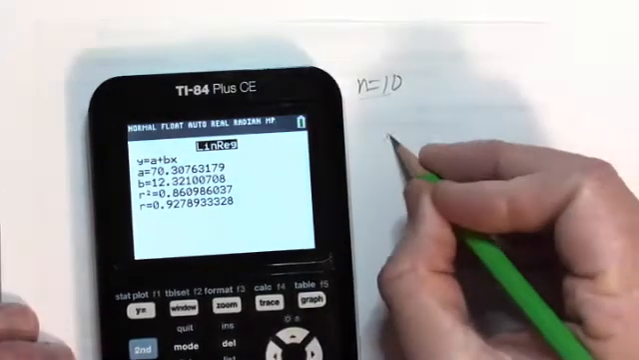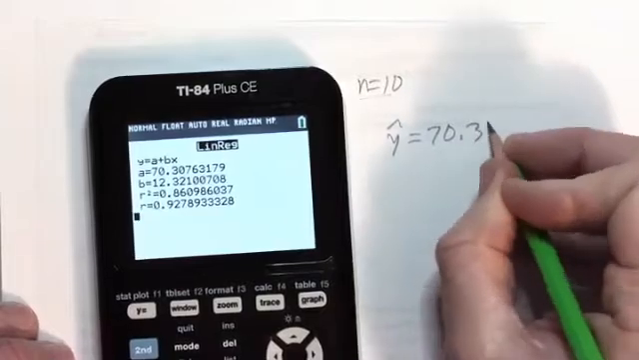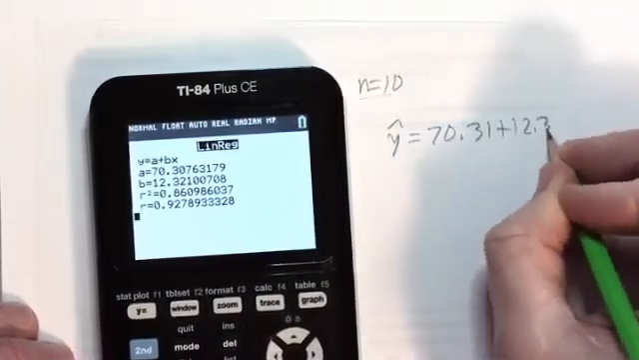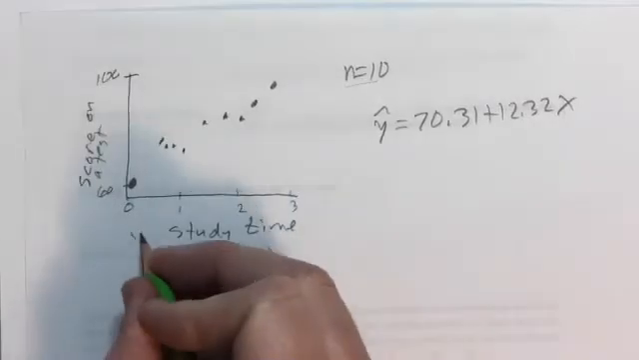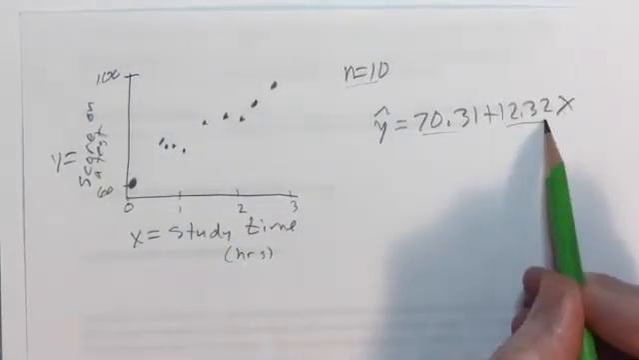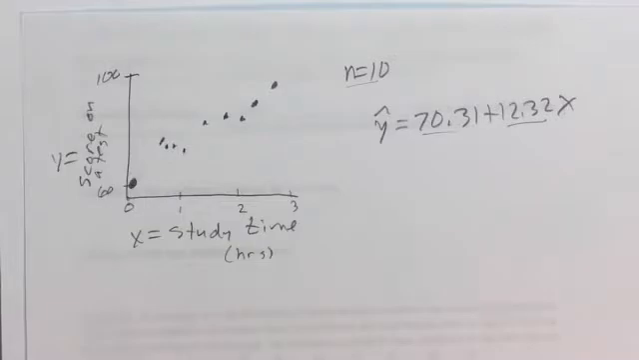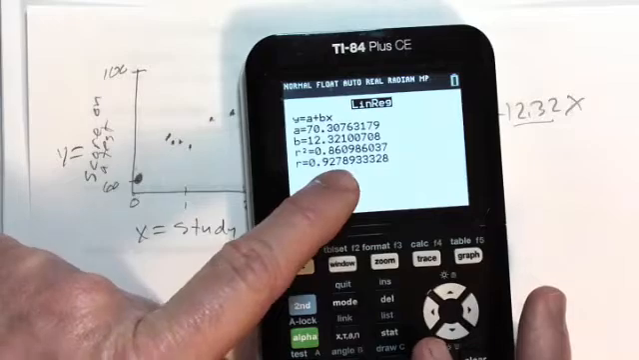So we would say y hat is equal to 70.31, let's say, plus 12.32x. Okay. And where we would define x as this and define y as that. And so there's our slope and there's our y-intercept for that line. And there's our r value. We have a very, very strong r value up in the 0.9s.